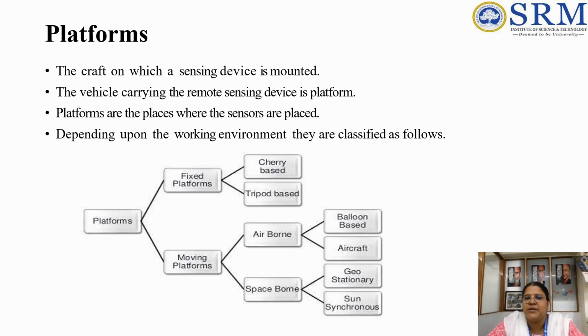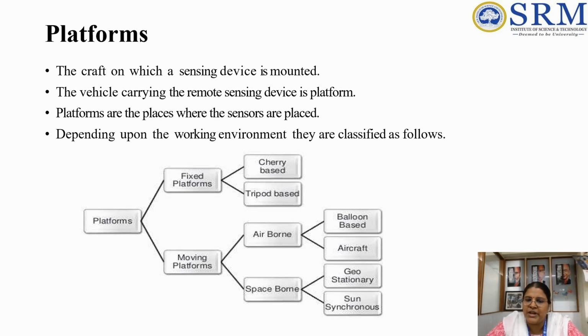These platforms are placed where the sensors will be present, and this depends upon the working environment. Platforms are generally fixed platforms or moving platforms. A fixed platform may be chair based or tripod based. Using a tripod, we can fix the platform. If it is a moving platform, it may be airborne or spaceborne. The platform may be in an aircraft, or if it is spaceborne, it will be in a satellite.